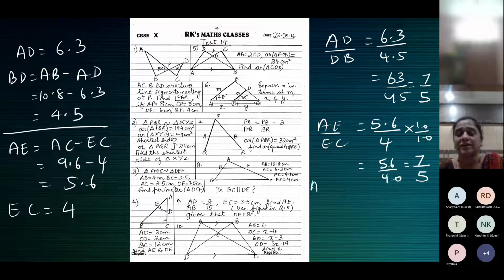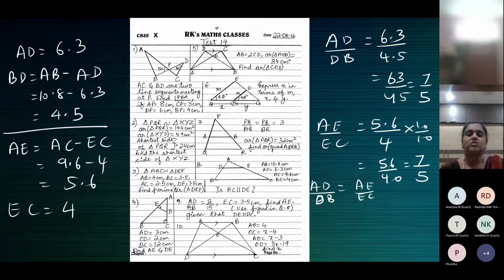So clearly AD by DB is equal to AE by EC. So the two sides are divided in the same ratio. That means DE is parallel to BC. Since the two sides are divided in the same ratio, by the converse of BPT, DE is parallel to BC. Okay, so that was easy. Do the 9th one, children.